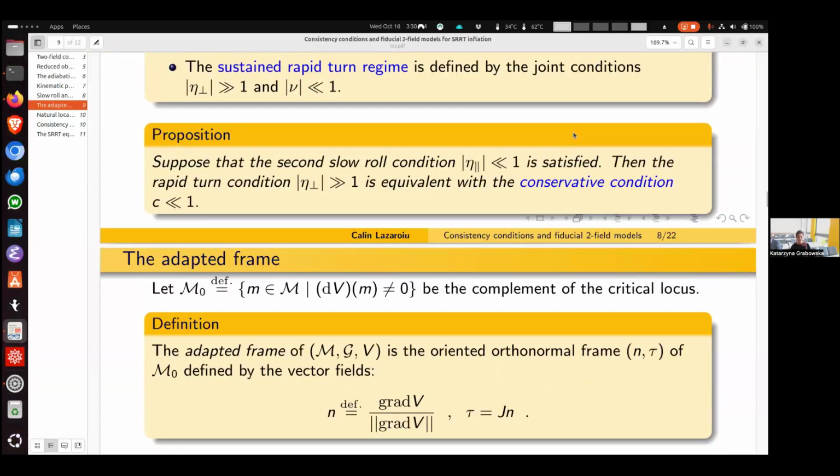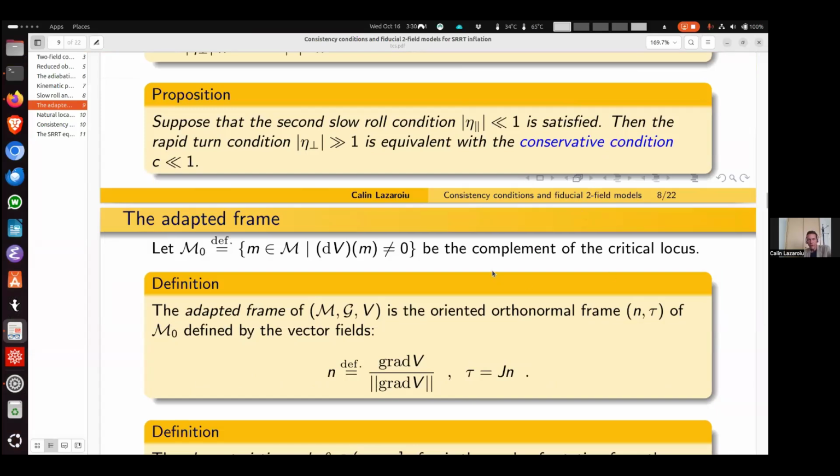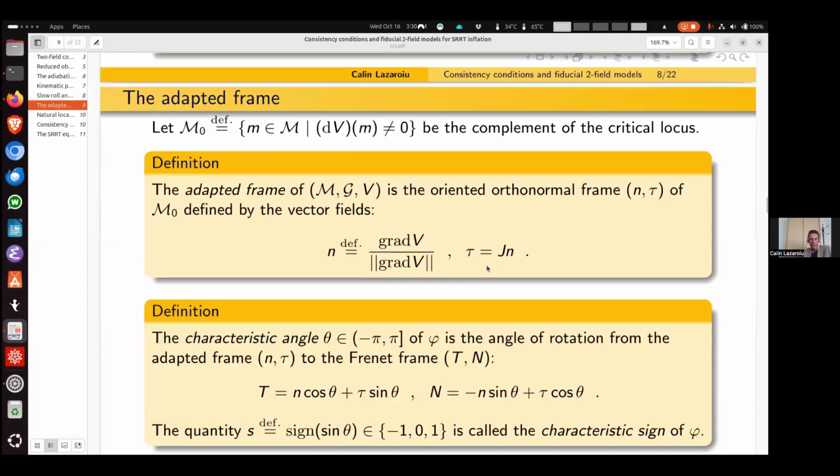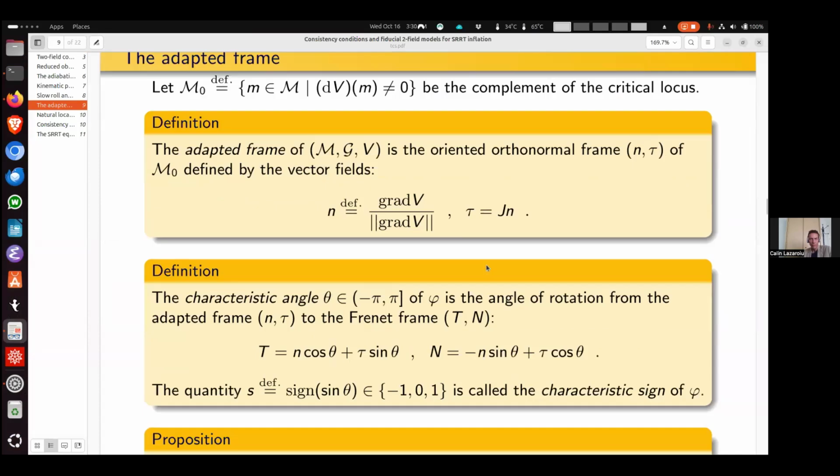They appear. Great. Okay, so the next thing I have to explain, and after this we can enter into the meat of what we did, is the so-called adapted frame. I'm going to consider the complement of the critical locus of the scalar potential. Remember, V was a strictly positive, real valued function defined on my surface M. So it has a critical locus, consisting of those points in my surface where the differential of V vanishes. And I consider its complement.